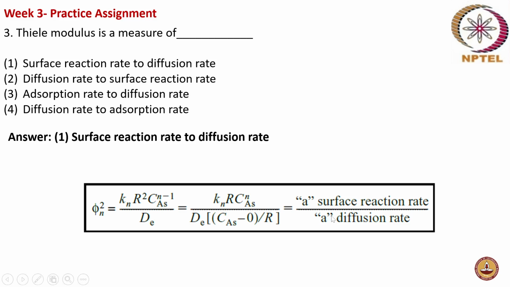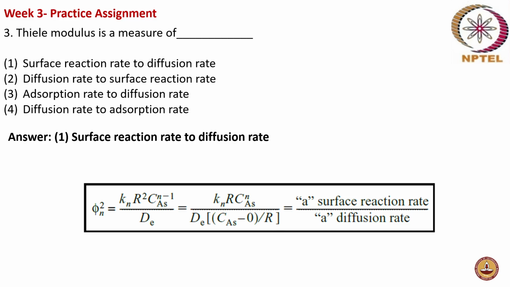If you slightly modify it, you will get this kind of formula. If you look at the numerator, kn is a specific reaction rate constant, so the numerator denotes your surface reaction rate, and De is your effective diffusivity, so it denotes your diffusion rate. So the Thiele modulus is a measure of your surface reaction rate to the diffusion rate.